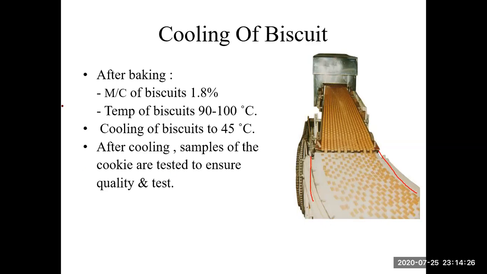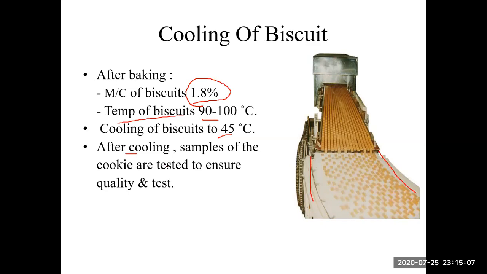Something I mentioned, for example, the moisture content of biscuits depends, it can vary, 1.8%, or we have read already that it can be 5 or 8%. Then the temperature of the biscuit will be 90 to 100 degrees centigrade during cooling, which is the temperature of the biscuit just out of the oven. You can cool the biscuit to 45 degrees centigrade, not more than that, otherwise it will get more moisture and spoil fast. After cooling, quality control is measured or tested, then it goes to the packaging section.